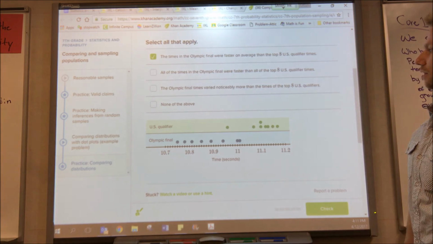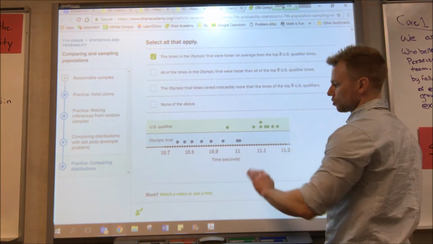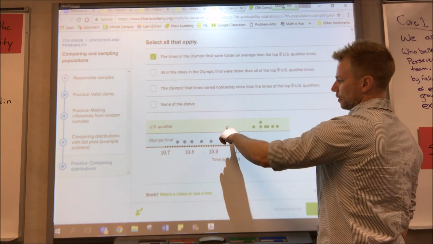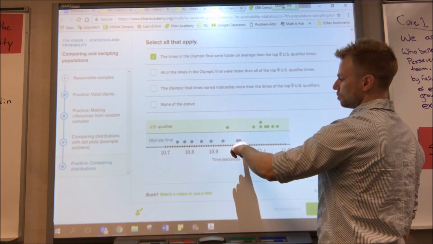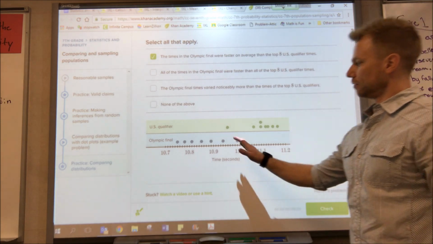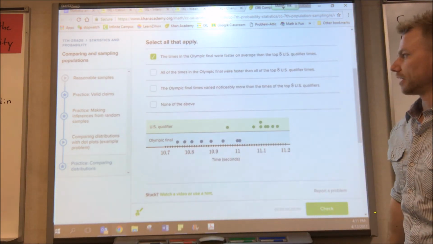All of the times in the Olympic final were faster than all of the top 8 U.S. qualifying times. Okay, if that were true, all the blue would have to be below the green. But there's one green dot here below these blue dots, so that one's not true. Some of them are faster, most of them are faster, but not all of them are faster.